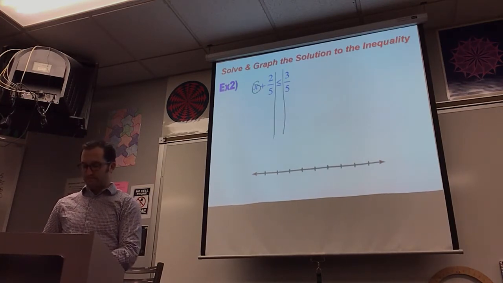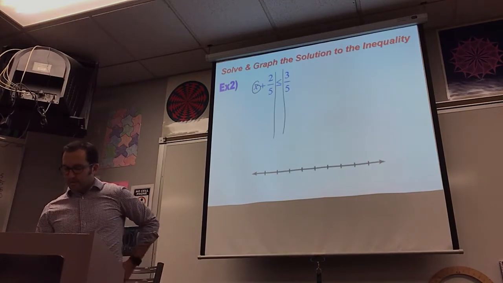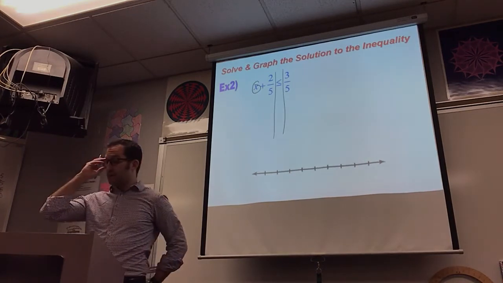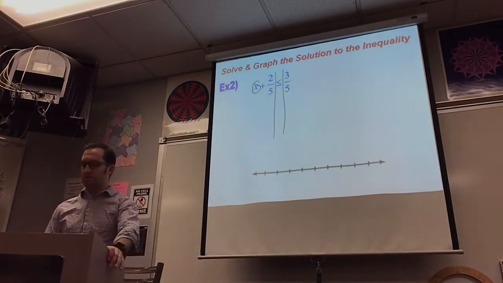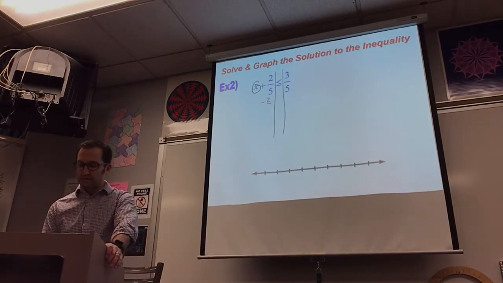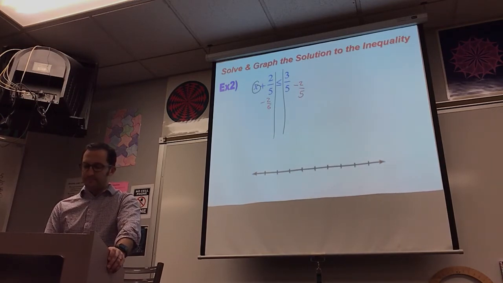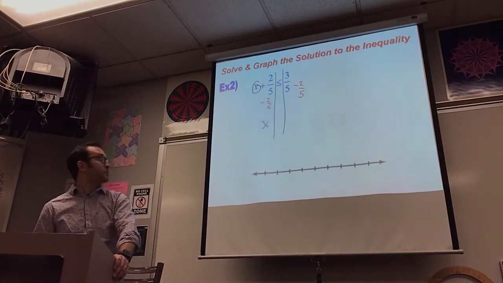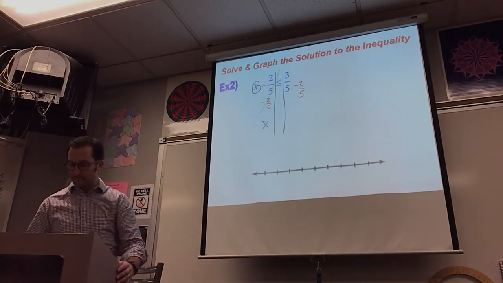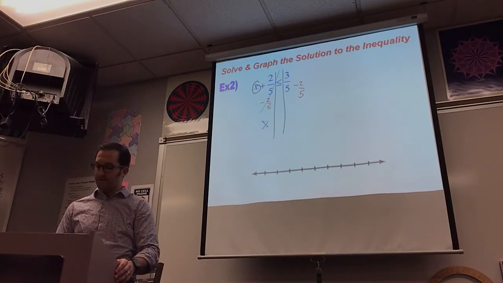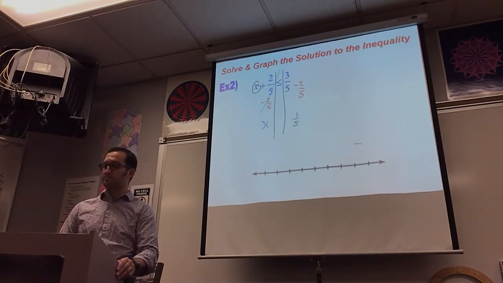Circle our variable. We're adding 2/5 to both sides, so we need to subtract 2/5 from both sides. 3/5 minus 2/5 is an easy fraction one. 3/5 minus 2/5 is what? 1/5. And what's the symbol that goes in the middle?